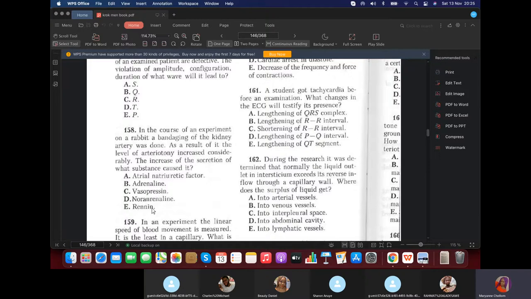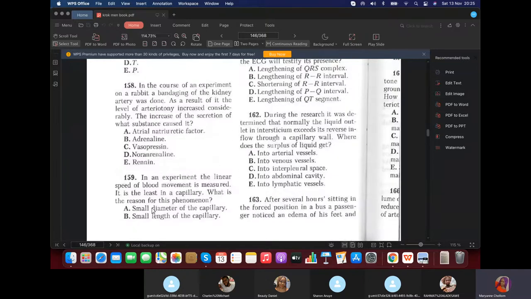If they put aldosterone, don't choose aldosterone. Aldosterone is sodium and water, and potassium and the rest. So it's renin because, of course, for you to get angiotensin 2, renin has to have converted the rest. Makes sense, because it's part of the renin angiotensin system.